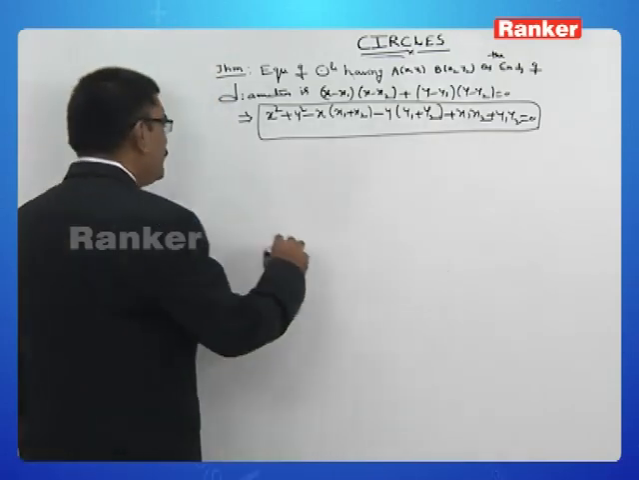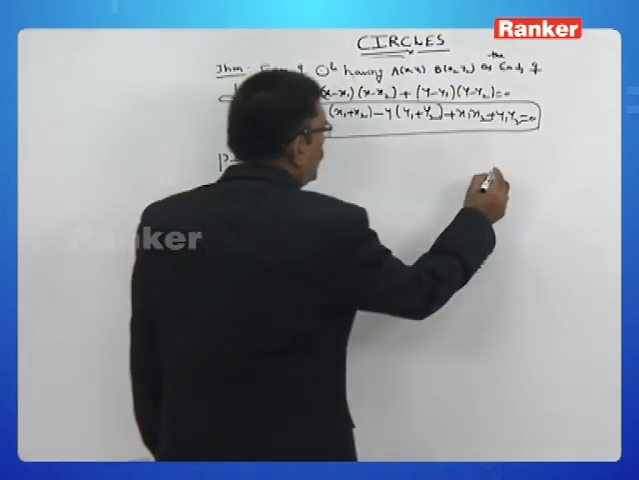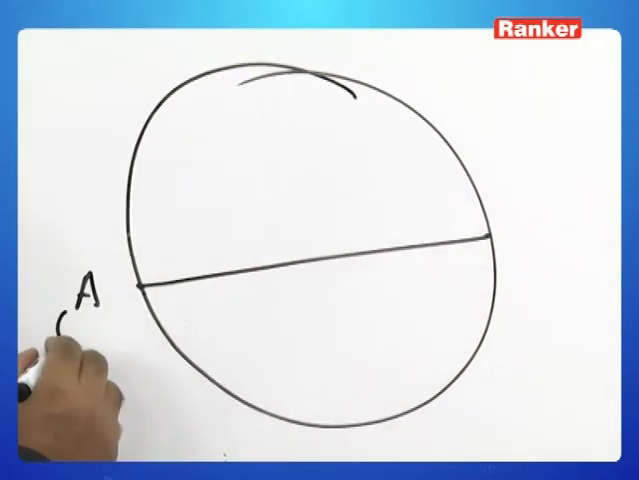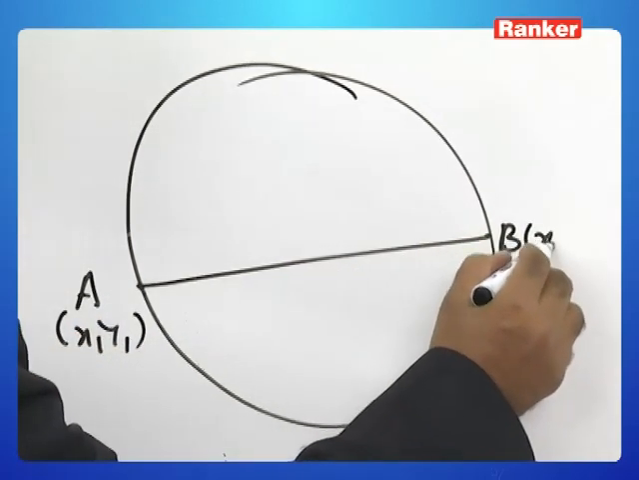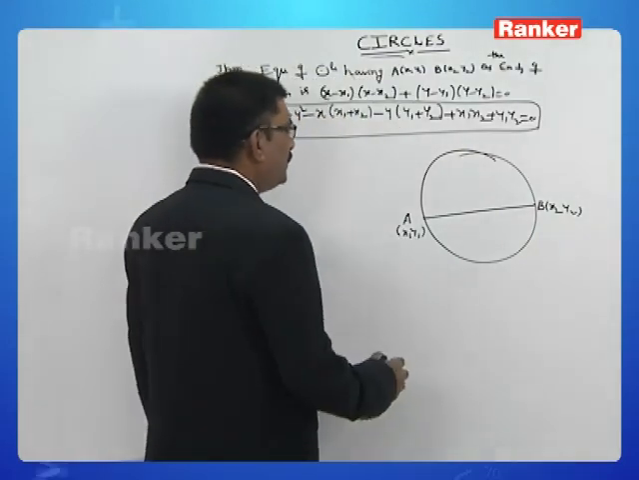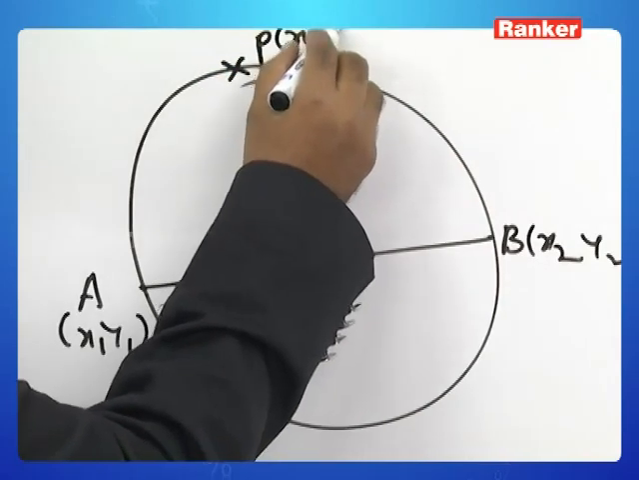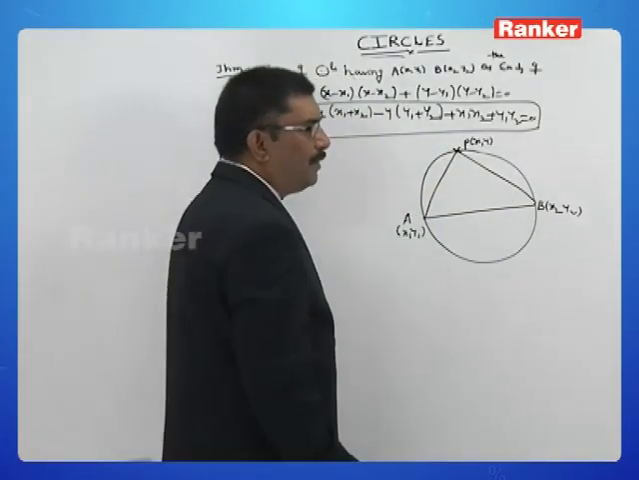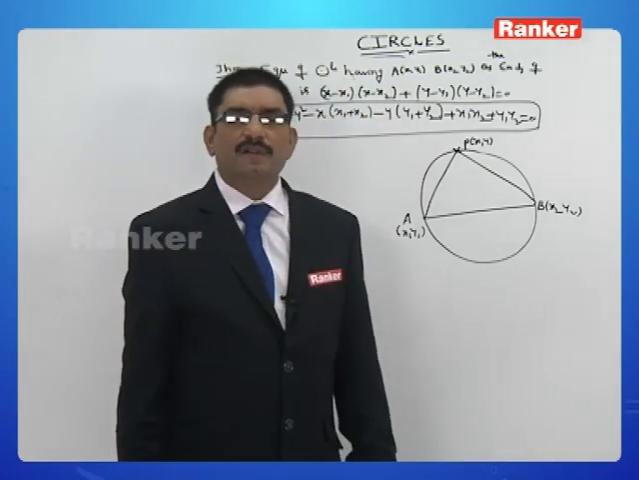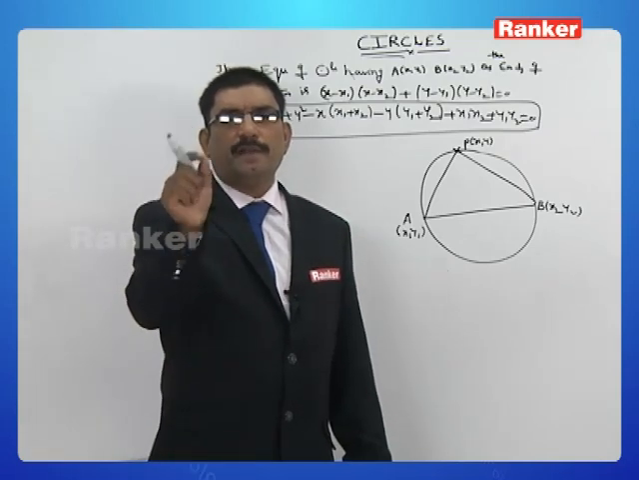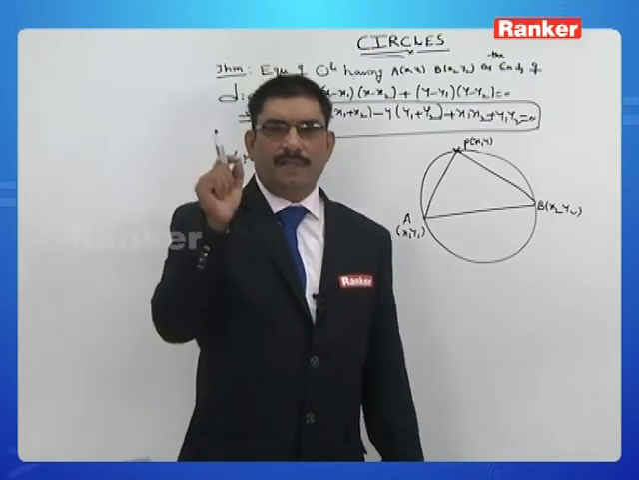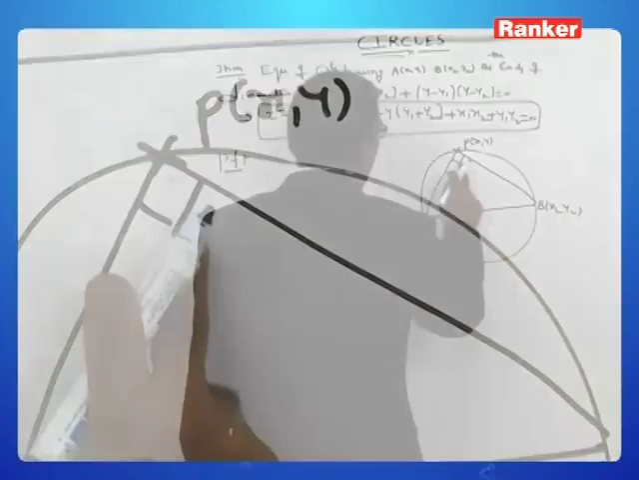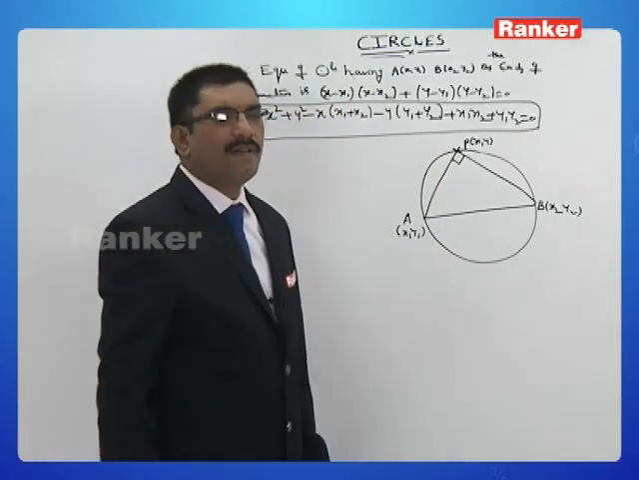Now, how to derive this? This is a circle having A of x1 comma y1 and B of x2 comma y2. Let us consider P of x comma y be a point on the circle. One of the important properties we came across already in the lower classes: the angle in a semicircle is always 90 degrees. So this is nothing but a semicircle, and the angle at this point is a right angle of 90 degrees.